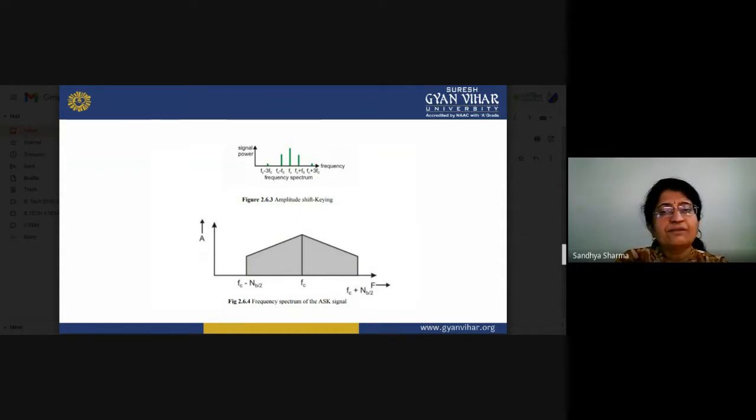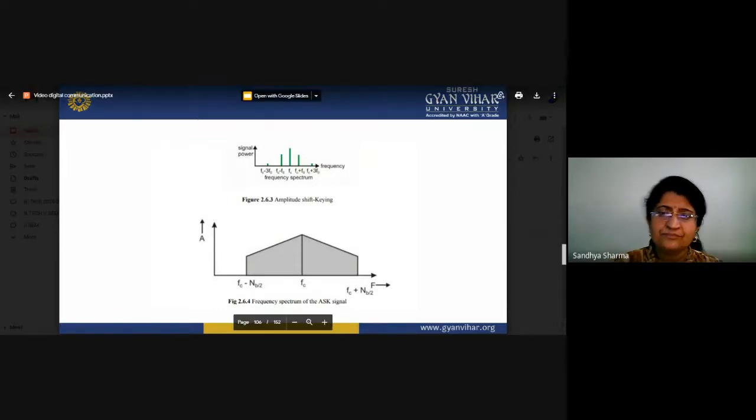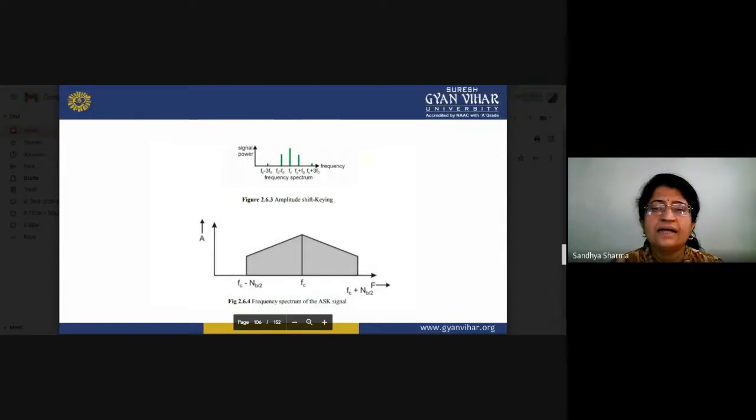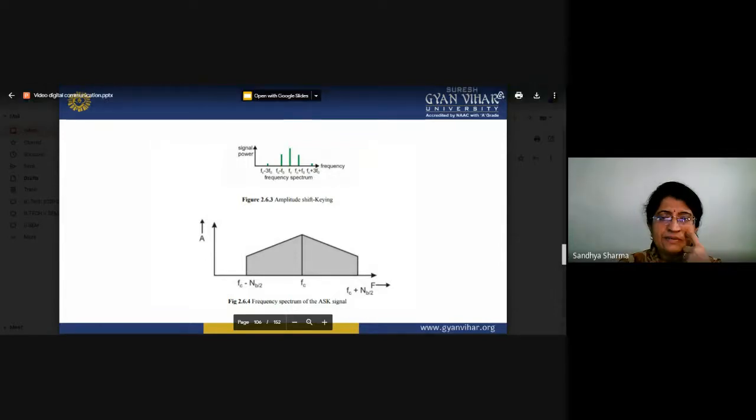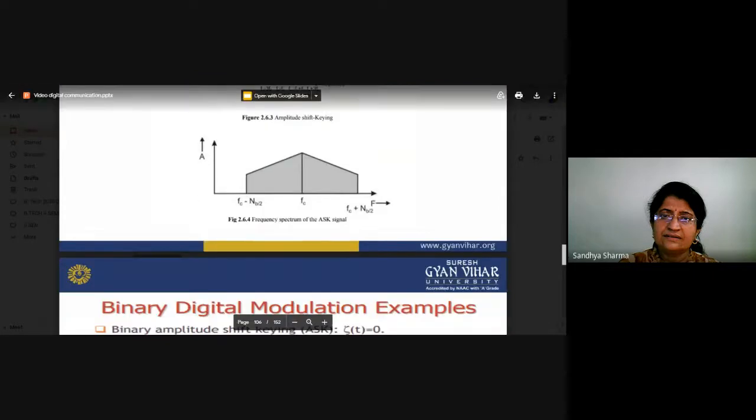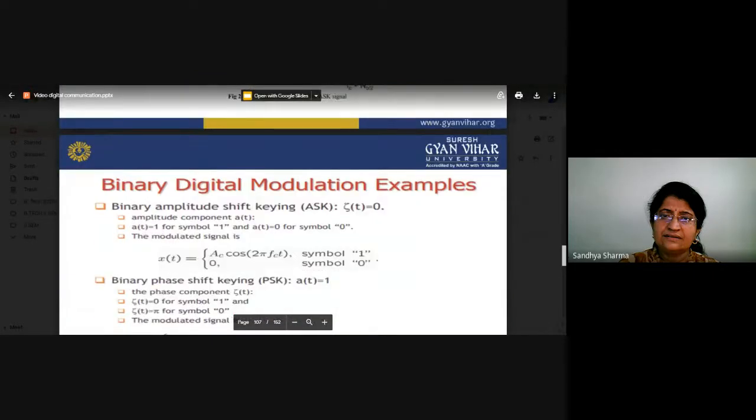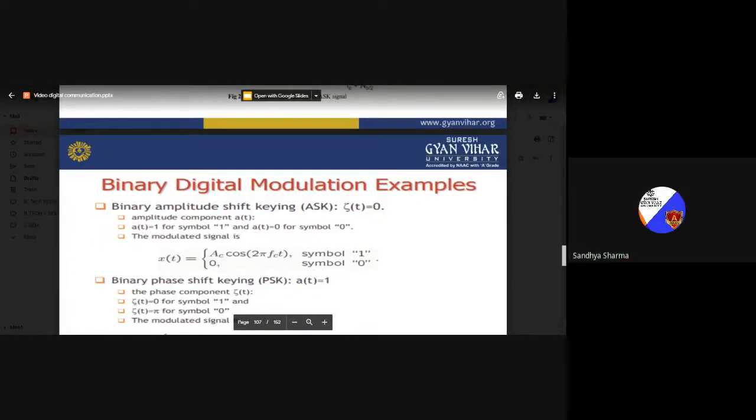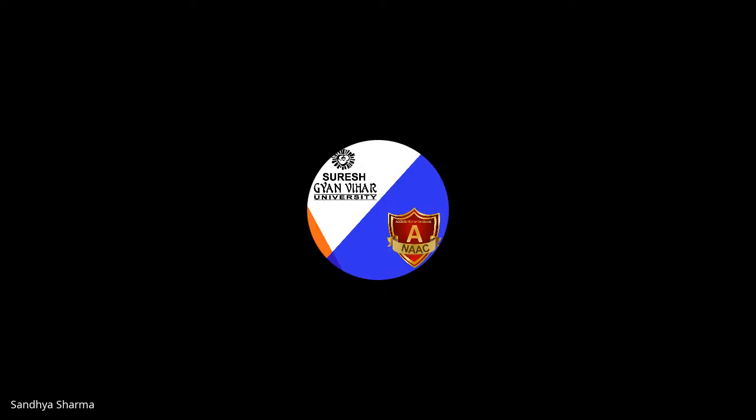Apart from that, there is also a very small magnitude spectrum we have to achieve, but that will be negligible. If you are talking about the frequency spectrum, it is FC plus NB by 2 and FC minus NB by 2. That is basically in terms of digital. So how can you define it? Basically, we have also seen this part.